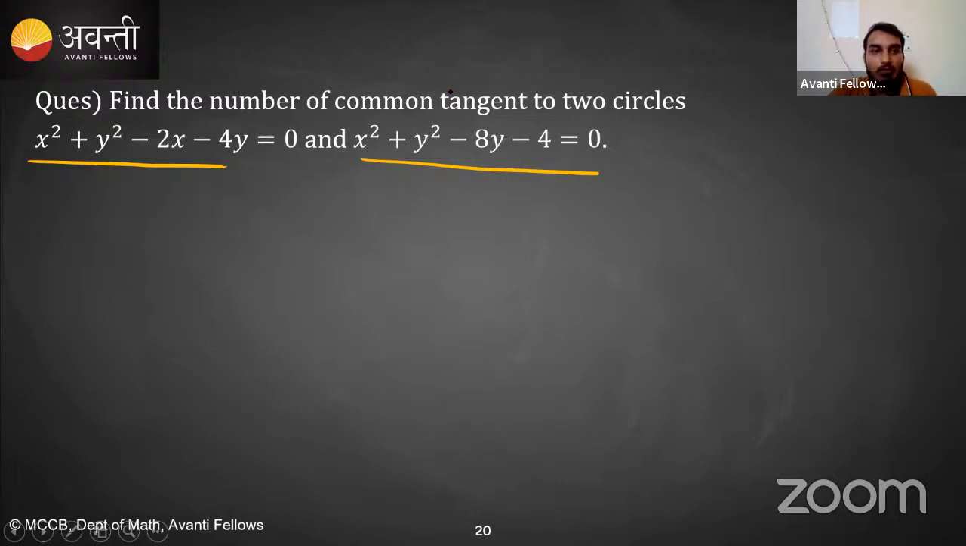Answer, students. Number of common tangents between these two circles. Just find C1C2 and R1 plus R2 or R1 minus R2, compare which case is possible, and then answer the question. Simple. Okay.